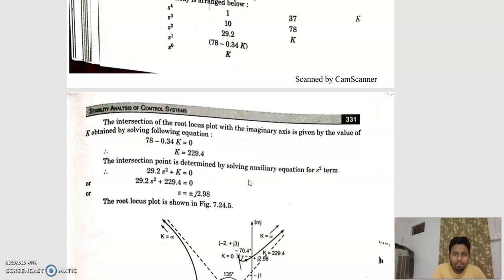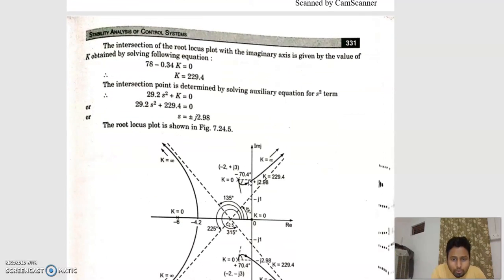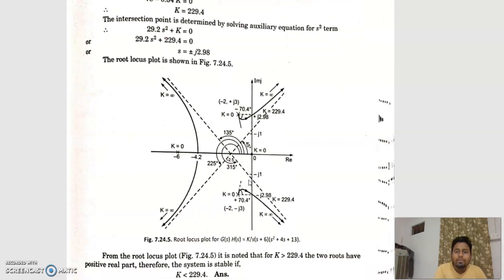Okay, now put all the calculations on the root locus plot. Firstly draw all the poles, and after that put all the calculated values, like the breakaway point, the intersection of asymptotes, like minus 2.5, minus 4.2, that is the breakaway point, minus 6 is the pole, the angle of departure minus 70 degrees, angle of departure is 70.4 degrees due to these two complex poles, and these are the asymptotic lines.